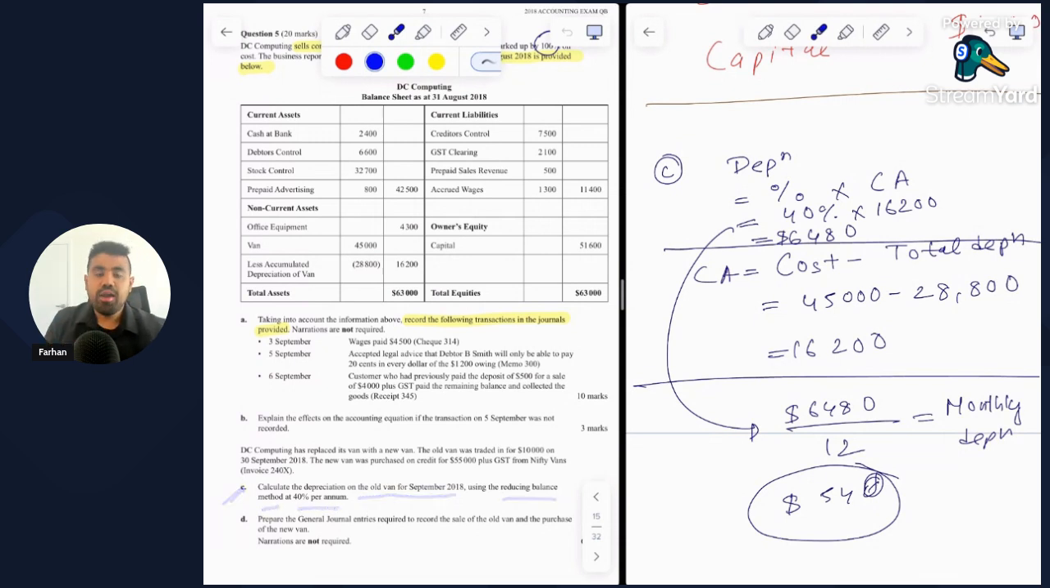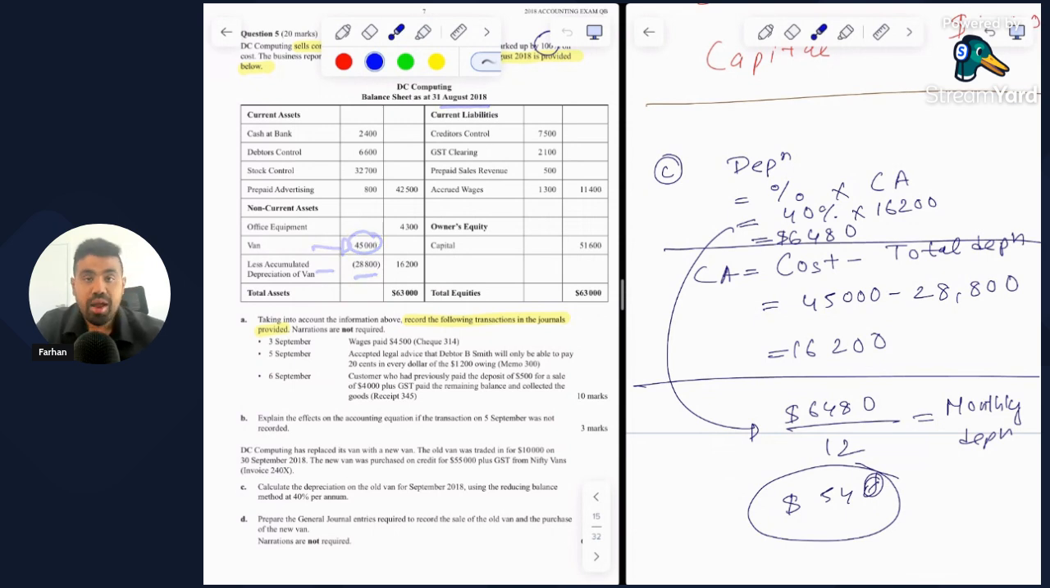Now, we can find all the information relevant to the old van in the non-current assets section of the balance sheet. So you have been given the van at original cost of $45,000 and the total depreciation or the accumulated depreciation of the van up to 31 August 2018, which is $28,800, right? Okay. Now, when we use the reducing balance method of depreciation, how do we find the depreciation? We apply the given percentage on the carrying amount, okay? Now, how do you find the carrying amount? In this case, you have been given the carrying amount, but if you are not given it, how would you calculate it?